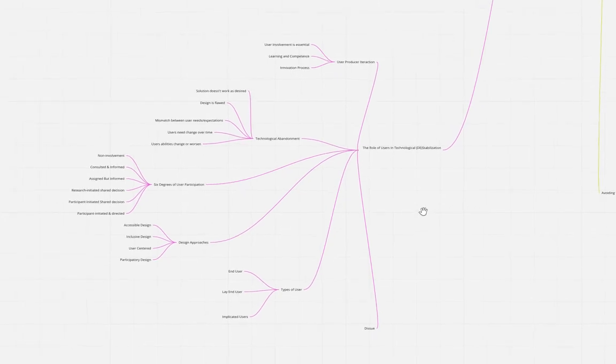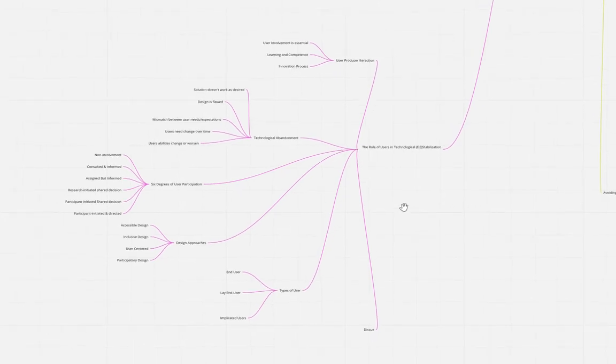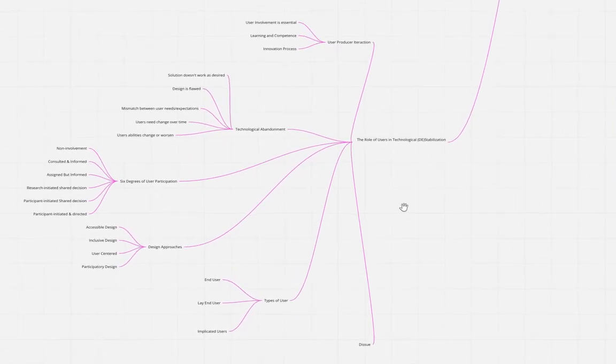We talked about users' involvement in technology and producing technology so that there is no disuse or technological abandonment. And I broke those down again into this branch that stemmed from technological failure into sub branches, right? The most important ones that I felt like we talked about, and I broke those topics down even further.